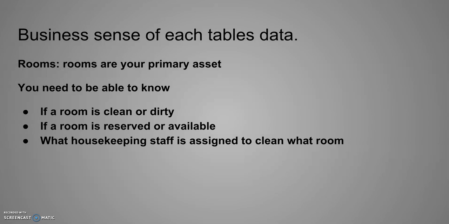On the business side of this database, our rooms are our primary asset. We need to know some information about these rooms. Since our rooms are our primary asset, we need to know if they're clean or if they're dirty. We need to know if a room is reserved or if it's available. And we need to know what housekeeping staff is assigned to clean which room.